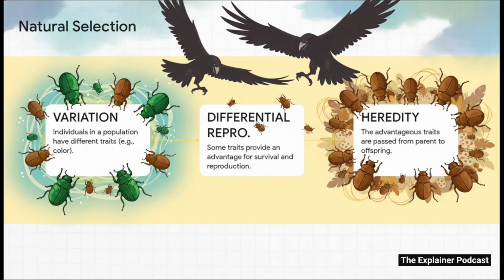For natural selection to happen, you only need 3 things. First, there has to be variation. So, some beetles are green, some are brown. Second, differential reproduction. This just means the environment, in this case hungry birds, favors one trait over the other. The green ones get eaten more. And third, heredity. The brown beetles that survive pass their brown color trait to their babies. And over time, the whole population can shift to become brown.